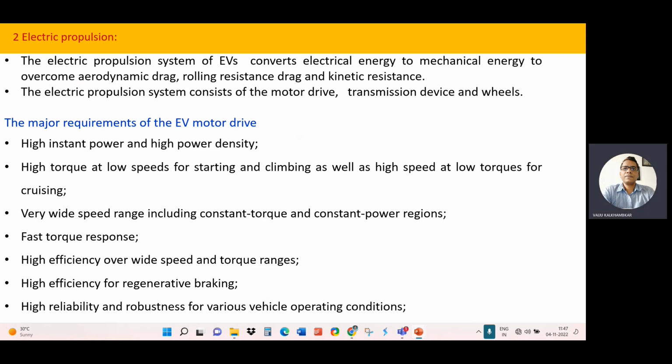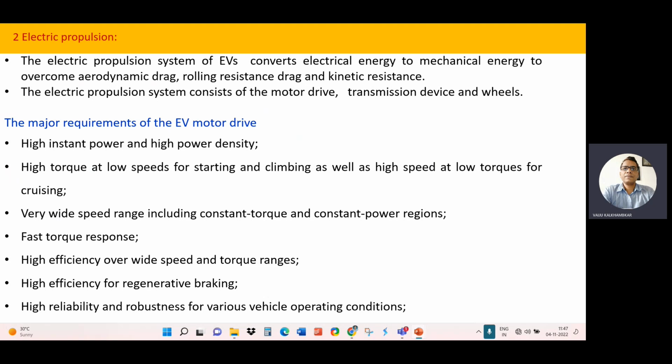High torque at low speeds for starting and climbing, as well as high speed at low torque for cruising. So these are the main requirements. Whenever the vehicle is at start, it has to overcome the inertia and start the vehicle and give motion. So it should have high starting torque because initially speed is low, and in reverse, when speed is high, obviously it should produce low torque.